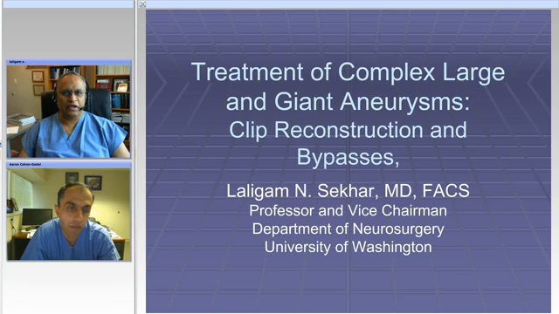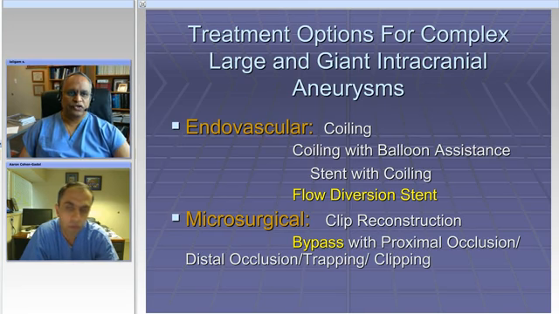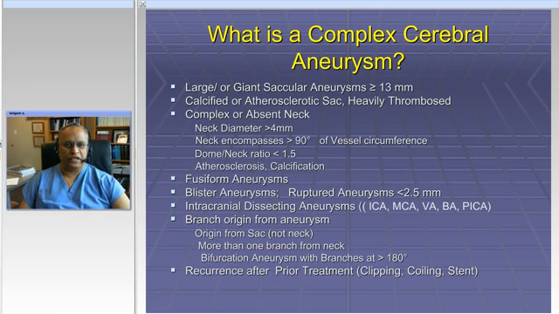Today, we're going to speak about the treatment of complex, large, and giant aneurysms. And in particular, we're going to focus on clip reconstruction and bypasses. So there are a number of both endovascular and microsurgical options for treating large and giant aneurysms. And some of them are outlined in the slide, but I'm going to focus mainly on the microsurgical aspects.